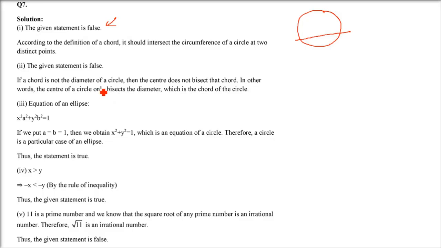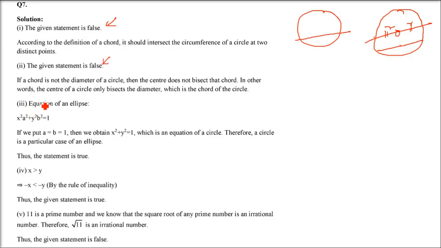Second is, the center of the circle bisects each chord of the circle. This is also false. Only one chord, which is the diameter, is bisected by the center. Other chords, by the definition, the center is not bisecting them. That is how it's false. What I am trying to suggest is only the diameter passes through the center, so the center is dividing that chord, which is the diameter. Others not.